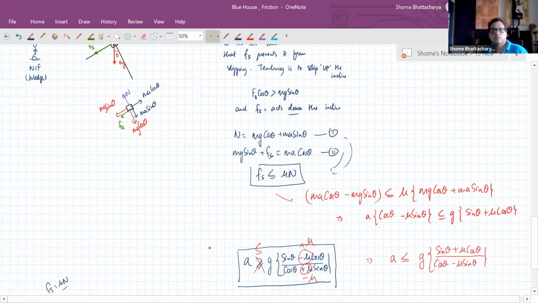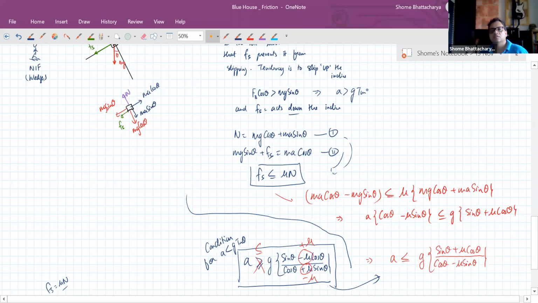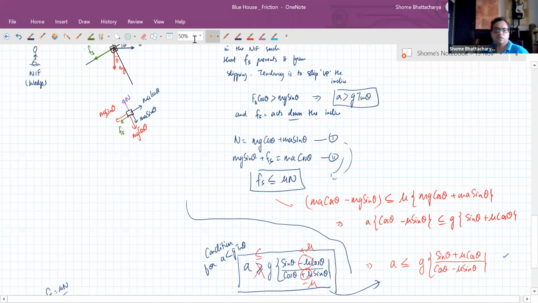This was the condition for A being less than g tan theta. So from this we could have generated this by making this modification. So this was the shortcut trick. And of course here this means that A should be greater than g tan theta. So when A is greater than g tan theta, this is the condition that we have. So from this we will get the maximum value of A. Earlier we had got the minimum value of A.